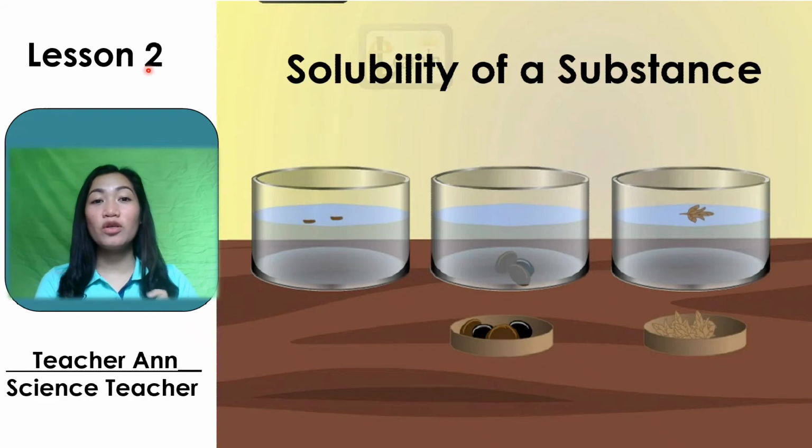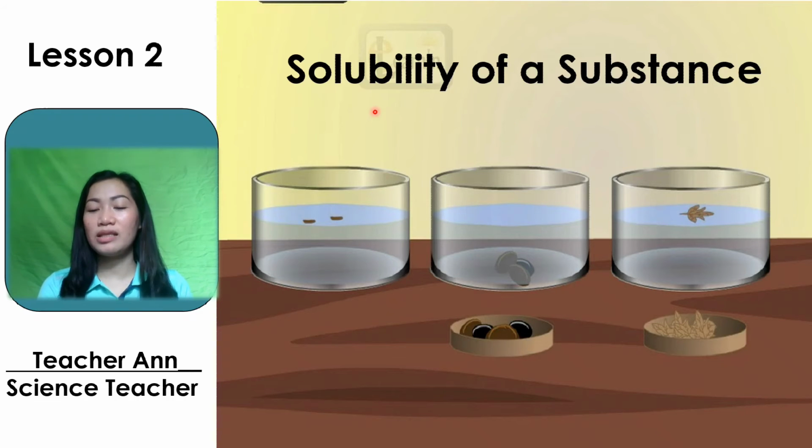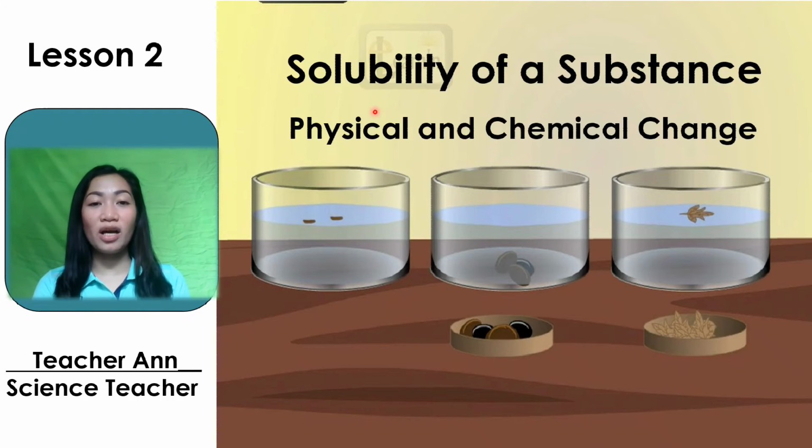For this lesson 2, we're going to talk about the solubility of a substance. When you say solubility, it means the amount of substance that will dissolve in a given amount of another substance. And also, we're going to talk about physical and chemical change.